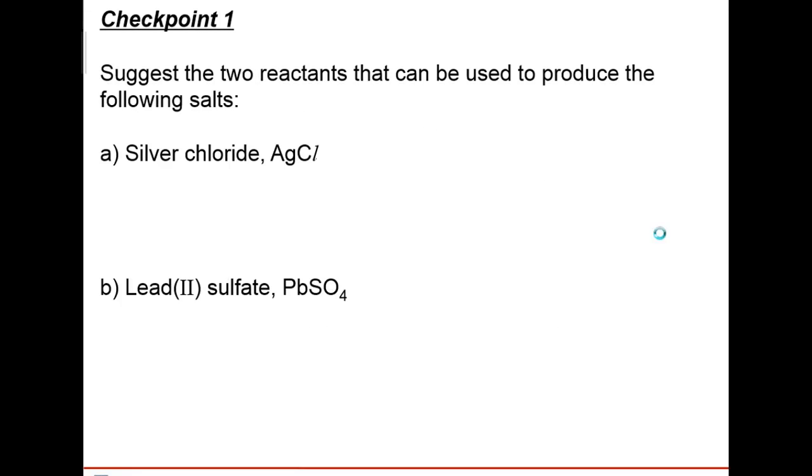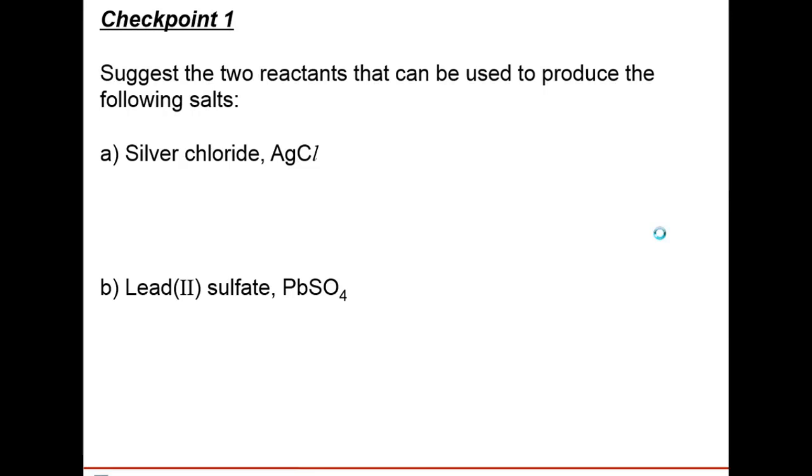Alright, try checkpoint 1 by yourself. This is the salt to be prepared. So the salt is, again recap, the acid with the H plus replaced by a metallic ion or ammonium ion. So how do you prepare this salt? Remember the steps. First step, is it soluble in water? If it's insoluble, what method do you use?